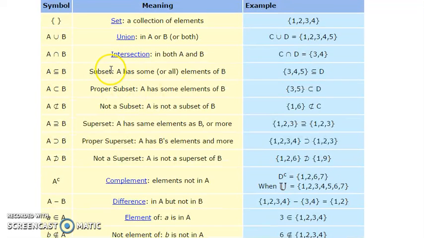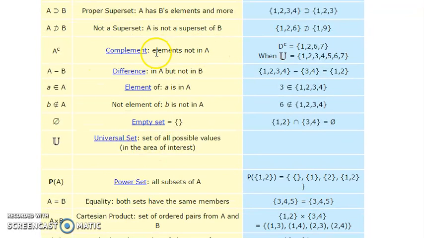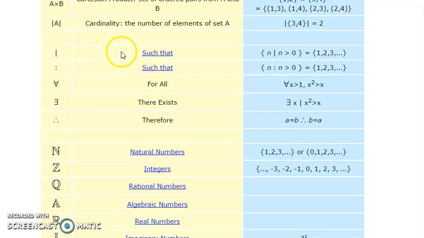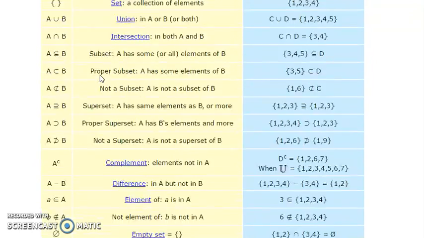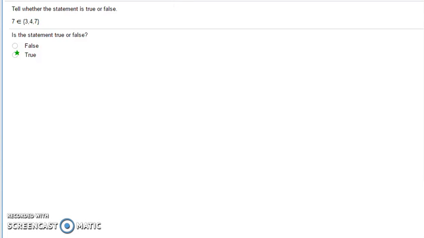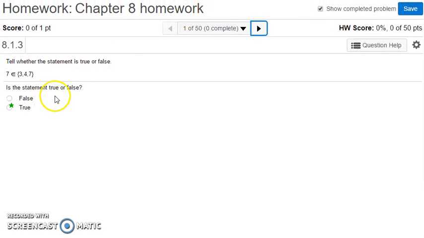and Federal. We're going to have subsets where the first set has some or all of the elements of the second set. A proper subset has some of the elements of the second set. Not a subset means it's not part of it. And then we have other pieces as well. Complement, parts of the universe that are not in the set that you're talking about. We also have such that, or given, which is this line. And so we want to go through our different pieces and make sure we can understand the questions that they're going to ask us.